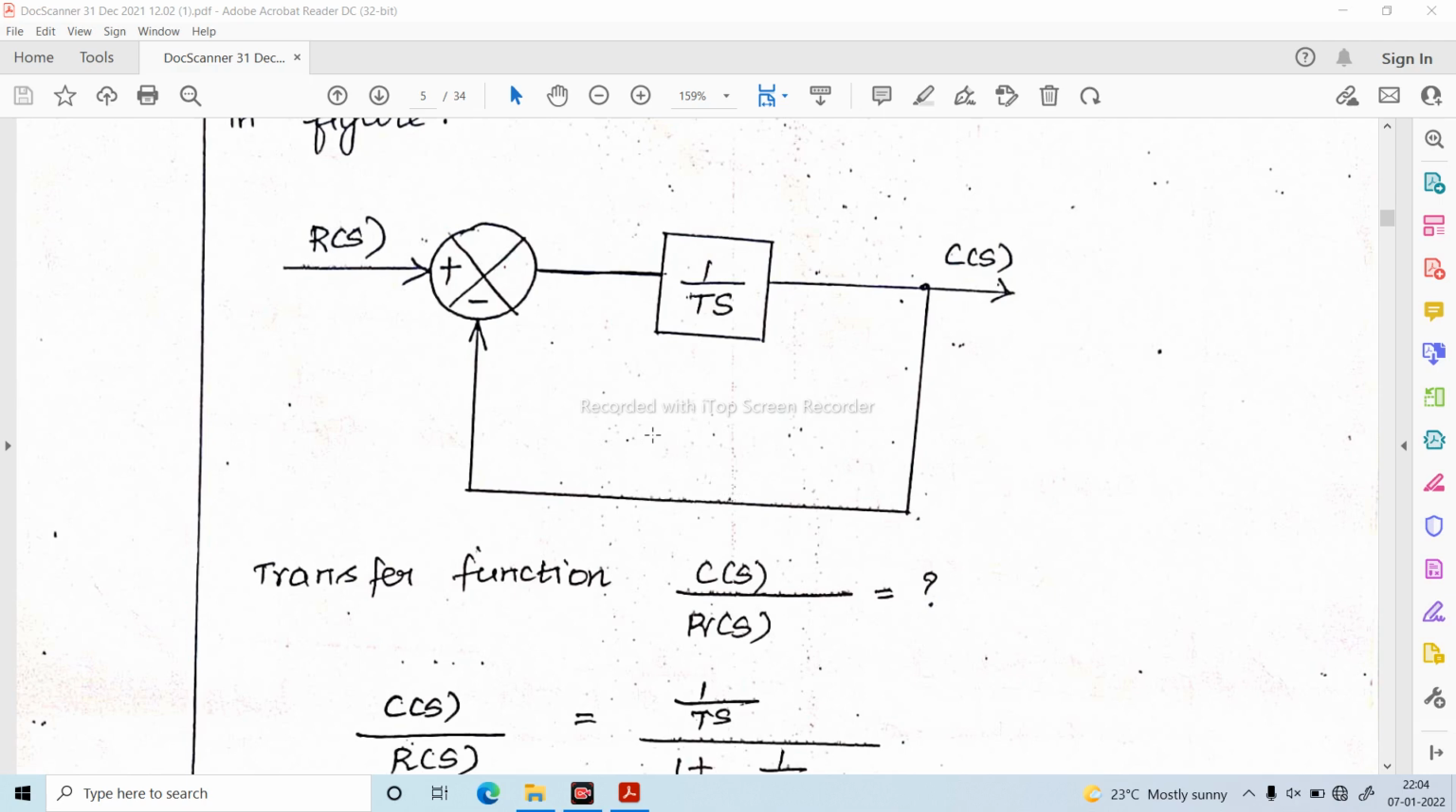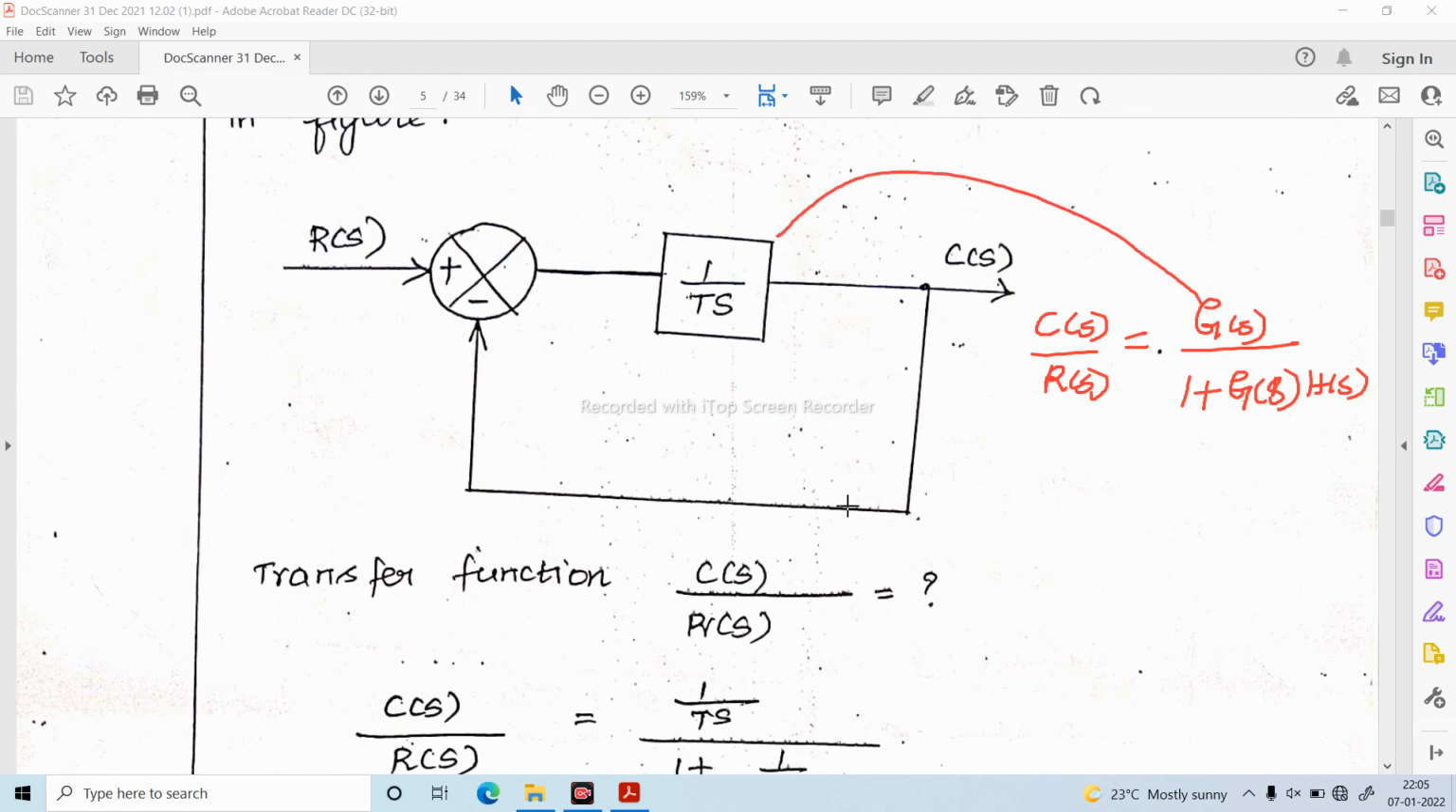In the block diagram reduction, how to reduce the negative feedback loop. Here this is a negative feedback loop because output is connected to the negative terminal of the error detector. So the negative feedback loop. So what is the formula? C of S divided by R of S, that is the transfer function given, that is G of S divided by 1 plus G of S into H of S. What is the value of G of S? 1 by Ts. And here this is a unity feedback system. So H of S is equal to 1.